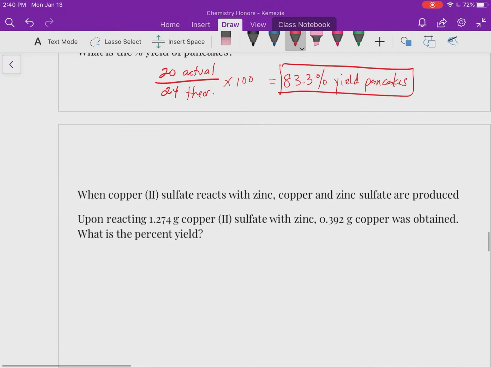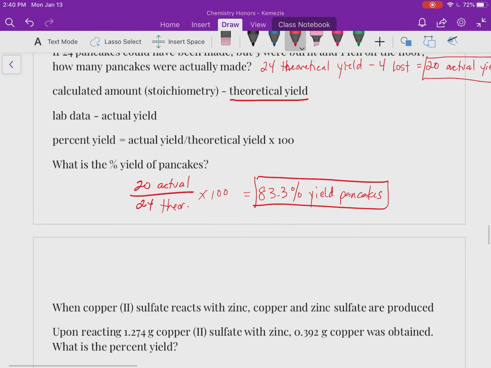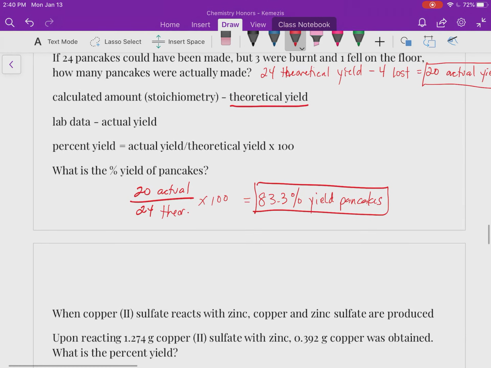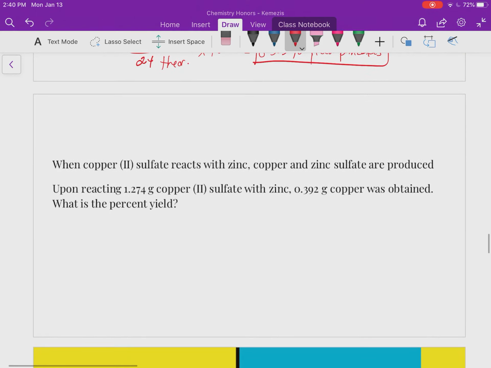So when we're bringing this to chemistry examples, we need to, in general, calculate the theoretical yield and compare it to our actual yield. So if we know that we're doing stoichiometry, we need a balanced equation. So in this example, when copper 2 sulfate reacts with zinc, copper and zinc sulfate are produced. So we need to write a chemical equation. Copper 2 sulfate reacts with zinc, and we form copper and zinc sulfate. Remember that zinc is always +2. And looking at this reaction, it is balanced. How nice. We don't need to do any coefficient balancing. That is not always the case, but in this case it is.